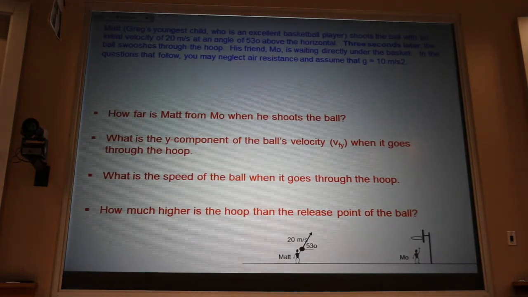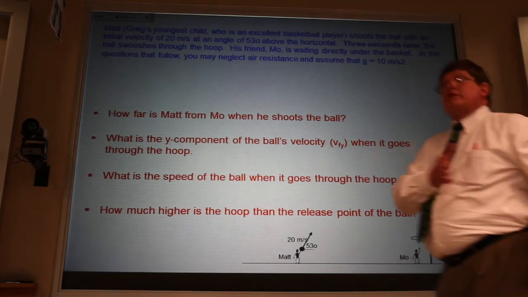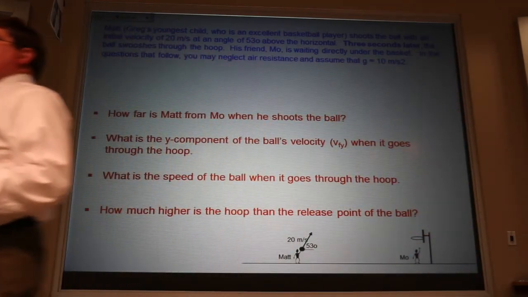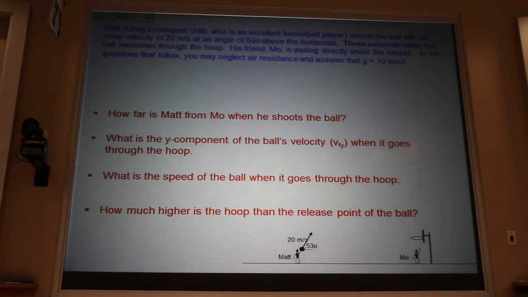That's delta y. Now these problems, just like one-dimensional problems, can be worked two ways. Either with your gut and the operational definitions, or just by blindly plugging into the equations. I'm going to do it first with my gut, and then I'm going to go back and do it with the equations.